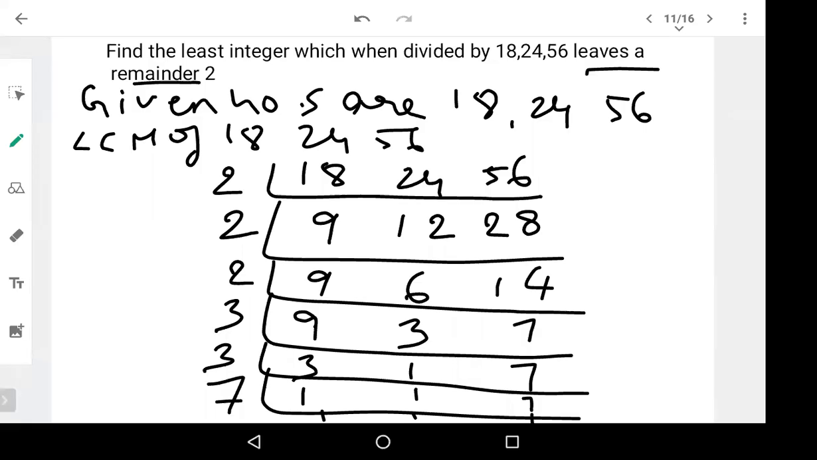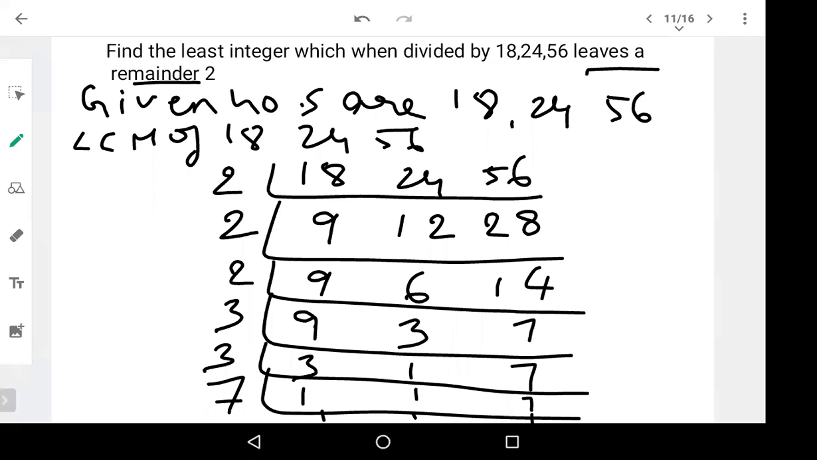Okay, so this problem which we started yesterday. Find the least integer which when divided by 18, 24, 56 leaves a remainder 2. Now in this, what did we do first? We first found out LCM. Now we found out LCM. Yes or no? Now after finding out LCM, what did we do?